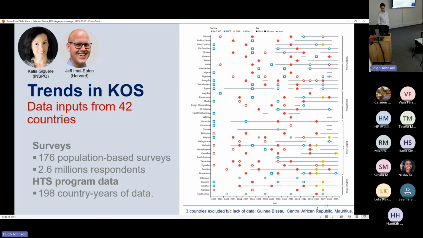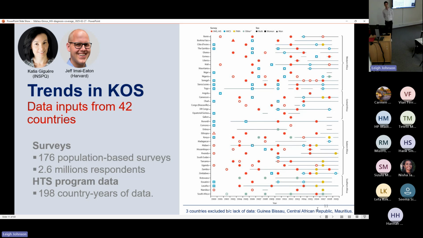So in 2020, Katia Giga led that work when she was a postdoc at McGill, but also with a lot of help from Jeffrey Eaton. We collected all the projection files, so the spectrum file from 42 countries. And we also triangulated with the 176 population-based surveys that have information on HIV testing. Have you ever been tested? Stratified by sex, by age, by HIV status. It is available in the survey, and these include 2.6 million respondents.